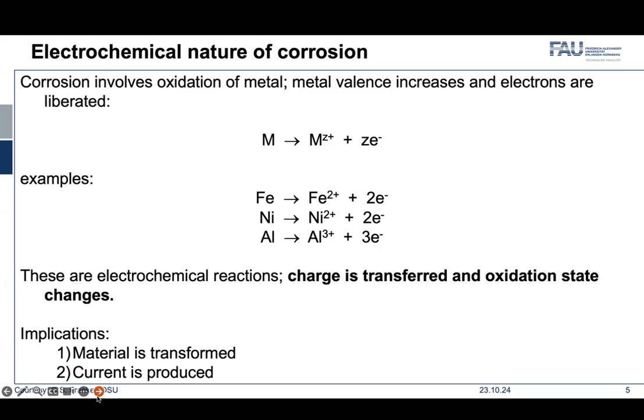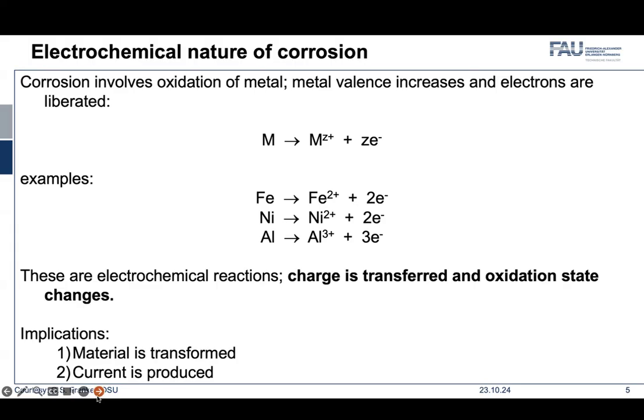So corrosion involves oxidation of metal. This is the anodic reaction where the metal releases z number of electrons and becomes metal M^z+. Some of the common examples include iron becoming iron 2+ and releasing 2 electrons. This is why I refer to the anodic sites as electron sources, because when iron becomes iron 2+, it produces 2 electrons. So these are electrochemical reactions. That is why corrosion is an electrochemical process.